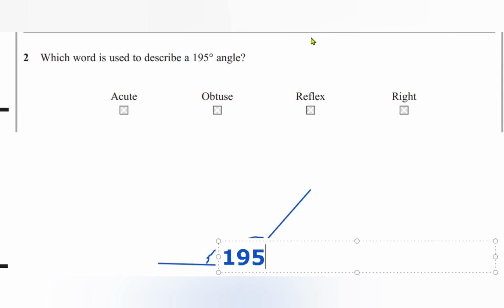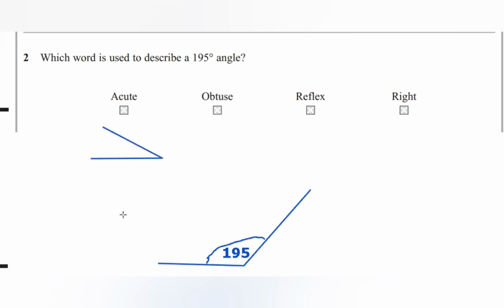That's the question. Now, before that, I'm going to explain every single word here. Now, this is acute. Acute means what? It means an angle between 0 and 90. So it's smaller than 90 and bigger than 0. That's the meaning of acute. The second one is obtuse. Obtuse means bigger than 90 and smaller than 180. So it looks something like this.